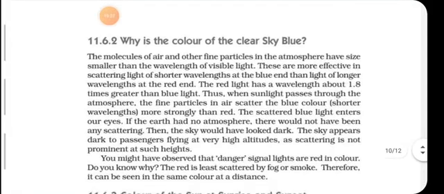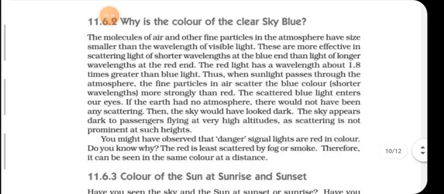And that is, why is the color of the clear sky blue? As I told you, students, the sky is filled with colloidal particles, and these particles are very small. We also studied that very fine particles scatter blue color. So let us give the answer about why the sky is blue.